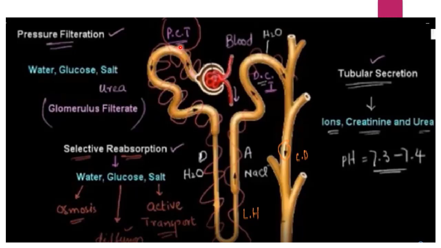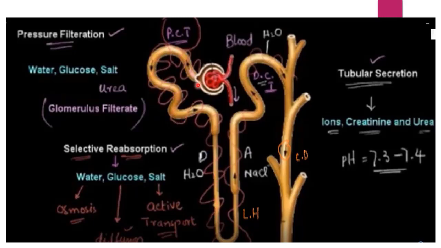From the proximal convoluted tubule, this filtrate will be selectively reabsorbed. As it is selective reabsorption, it means only some selective materials will be reabsorbed here, and they are water, glucose and salt. Water will be reabsorbed by osmosis, glucose will be reabsorbed by diffusion, and salt will be reabsorbed by active transport. So the glomerular filtrate moves towards the proximal convoluted tubule and then to the loop of Henle.